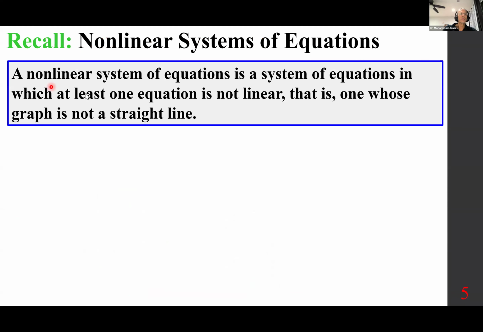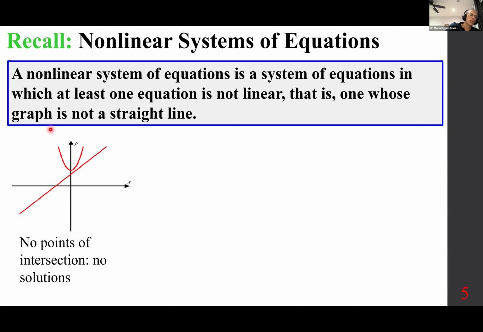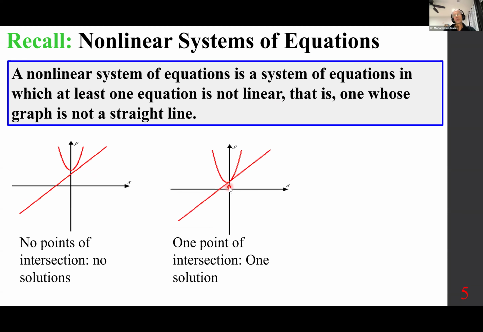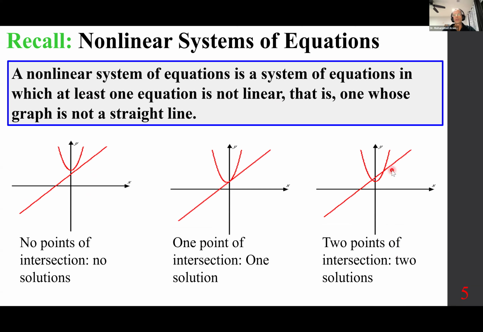A nonlinear system of equations is a system of equations in which at least 1 equation is not linear, that is, one whose graph is not a straight line. As you can see here, a parabola and a line may have no point of intersection, so no solution; just 1 point of intersection, 1 solution; or 2 points, therefore 2 solutions. So it varies.